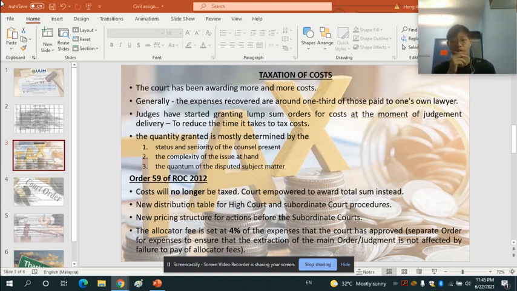The new distribution table for the High Court and the subordinate court procedures, and also the new pricing structure for actions before the subordinate courts, are the new rules. The allocator fee is to be set at 4% of the expenses that the court has approved. This is to separate the order for expenses, to ensure that the extraction of the main order or the main judgment is not affected by the failure of the party to pay the allocator fee.